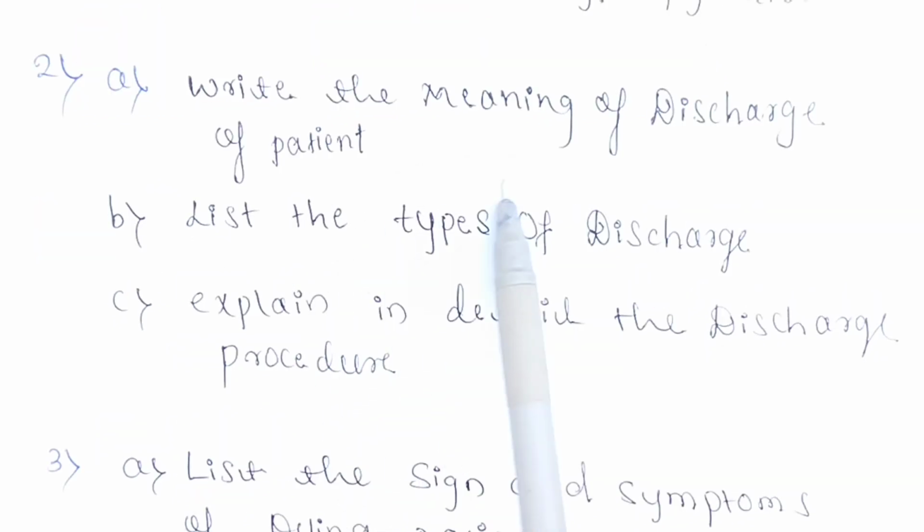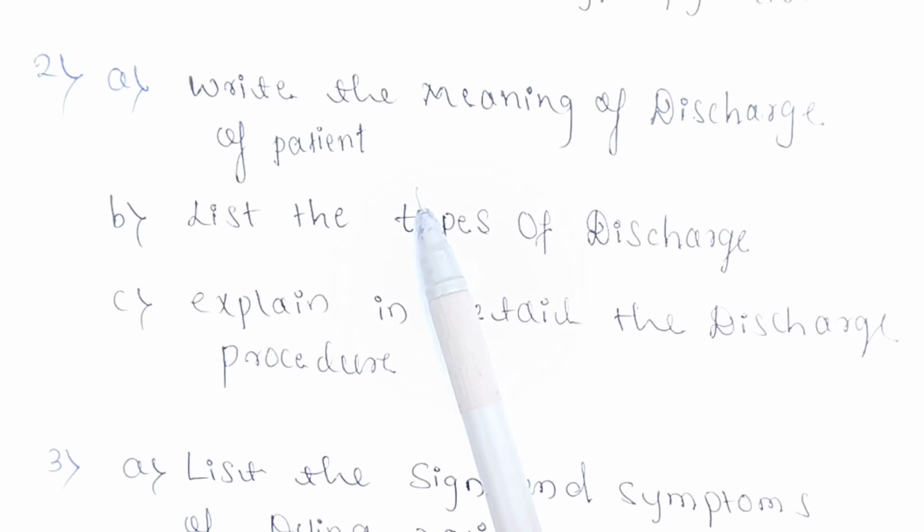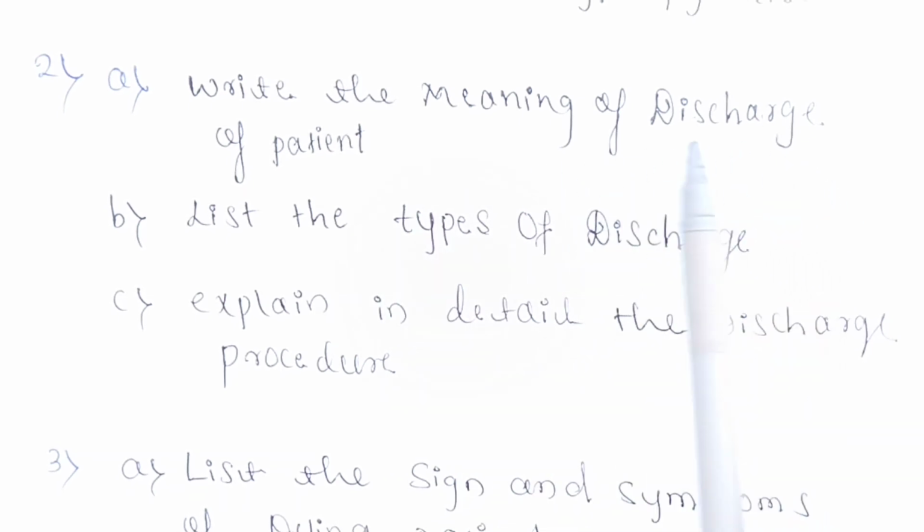Next question: write the meaning of discharge of a patient. The definition or meaning of discharge of the patient. Next, B question is list the types of discharge. C question, explain in detail the discharge procedure. Write in detail about the procedure of discharge. Okay, this is the second question.